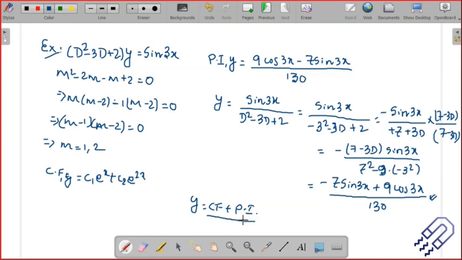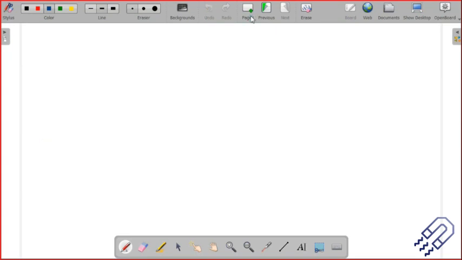Today we are going to look into another type. We are going to look into another type of particular integral.